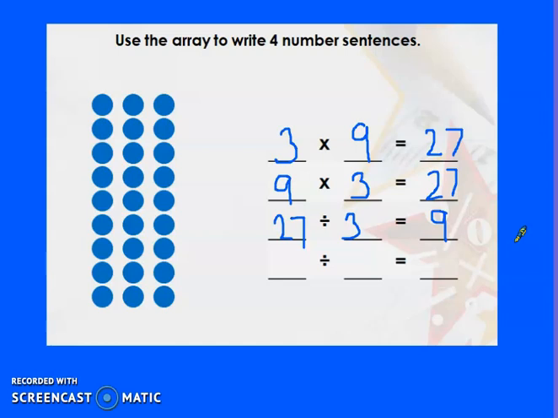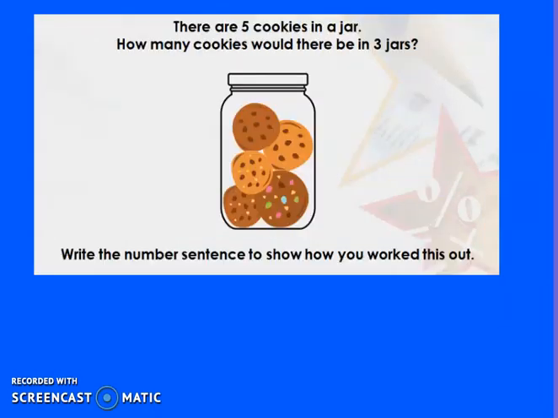What will the last division fact be? Can you write that on your own? That's right, we need to start with 27. Switching the numbers around, 27 divided by 9 equals 3. Well done, you've just used the array to write your fact family. Great work, Year 3.